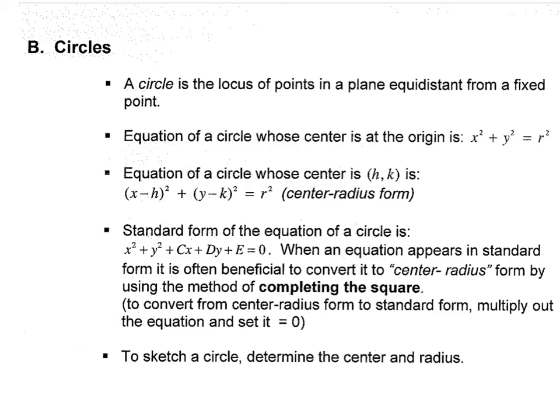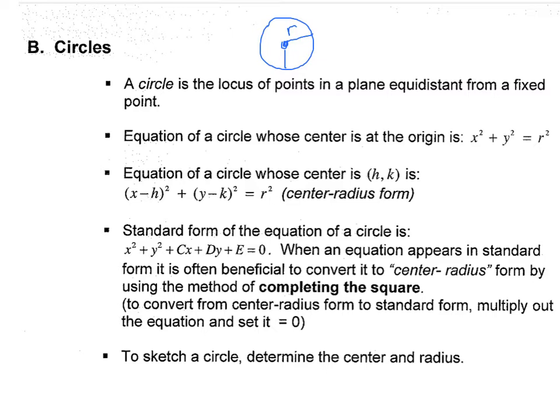A circle is the locus of points in a plane equal distance from a fixed point. If I draw a circle for you, and I put the center point in the middle, anywhere I measure from the center to an end of the circle would be the exact same length, and they would be called your radius. So the circle is a locus of points in a plane equal distance from the fixed point, which is the center.